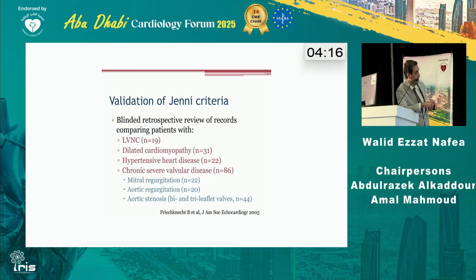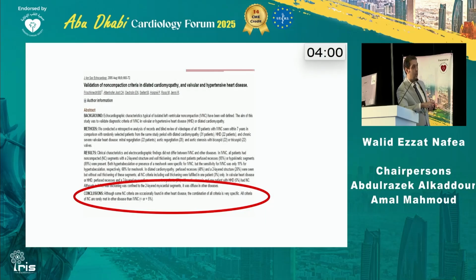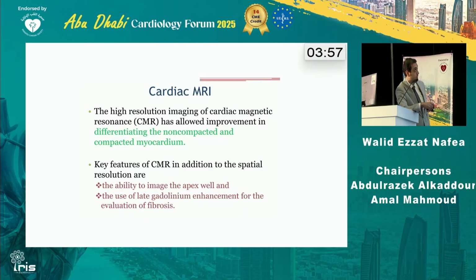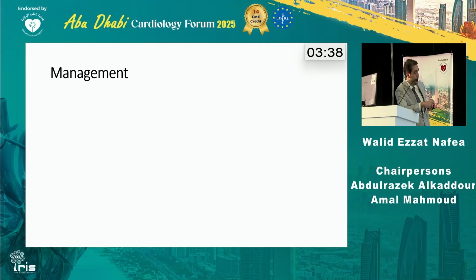And if we go to the validation of the Jenni criteria, we have a publication, and at the end of it, it said that although non-compaction criteria are occasionally found in other heart diseases like ARVC or even dilated cardiomyopathy, the combination of all the criteria along with genetic testing is essential to establish a diagnosis. The cardiac MRI is a very good tool to use with it, and as we discussed with Jacquier et al., you need a 2.3 non-compacted to compacted ratio to obtain a diagnosis, or a LV trabecular mass index above 20% to establish a diagnosis.